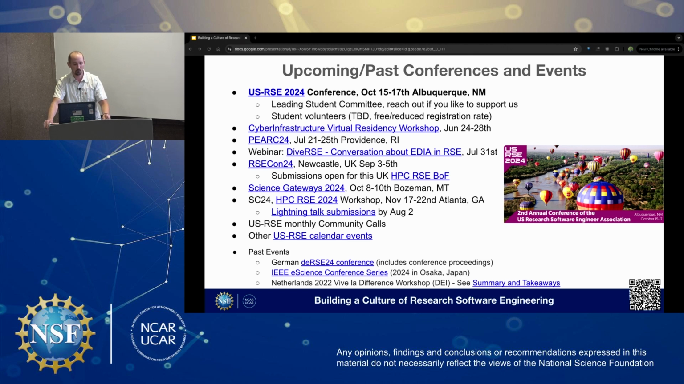And internationally, there are other groups, if you happen to be traveling in the area during the time. For example, there's one in September in the UK. There's an HPC RSE BoF there. But there's also an HPC RSE BoF and workshop happening at SC24. So if you're already planning to go to that, you might be interested to look more into that and submit a lightning talk by the August 2nd deadline for that.